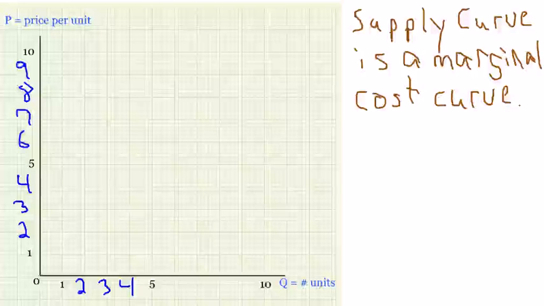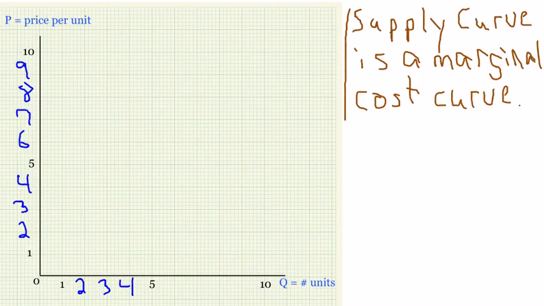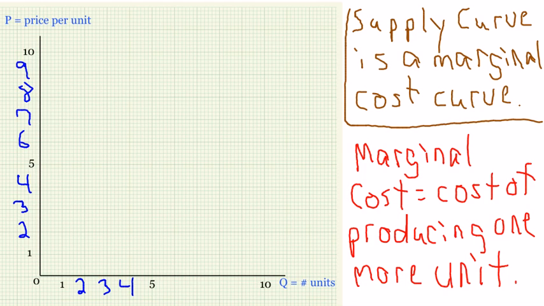In this video, I intend to show that the supply curves that we've been dealing with thus far are also what we call marginal cost curves. There's a good chance you've never heard of the term marginal cost curve. I'm going to define it here and then explain it. A marginal cost is just the cost of producing one more unit.